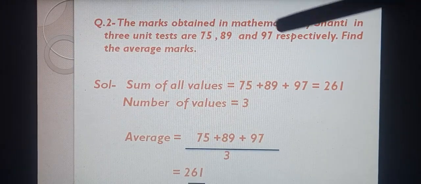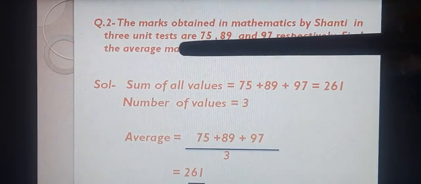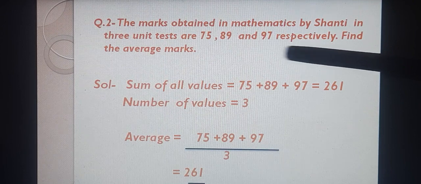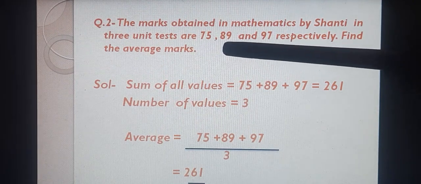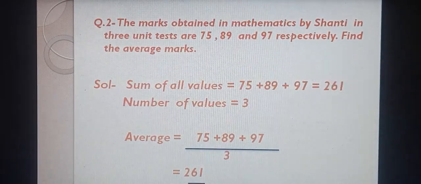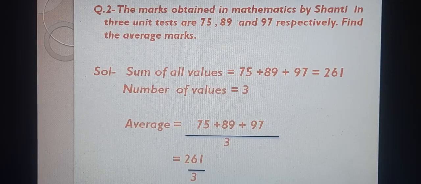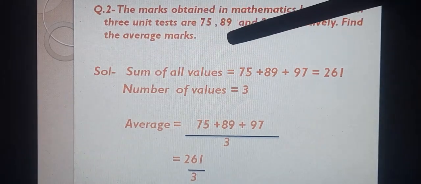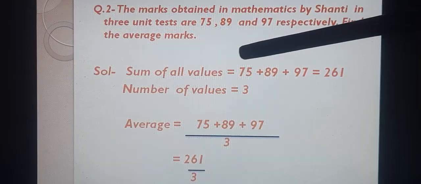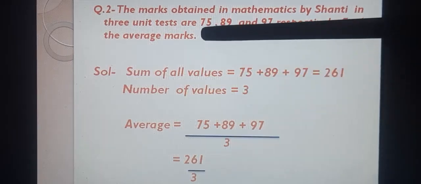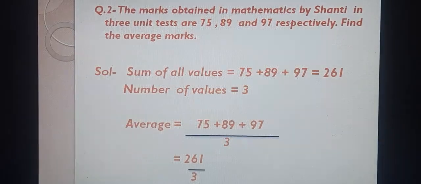Now question number 2. The marks obtained in mathematics by Shanti in 3-unit tests are 75, 89 and 97 respectively. First test she got 75 marks, second test 89, in third test 97 marks. Find the average marks. 3 tests are there, 3-unit test. So we have to find out the sum of all the values, 75 plus 89 plus 97. After adding these 3, we will get 261. Number of values 1, 2, 3. So number of values are 3.